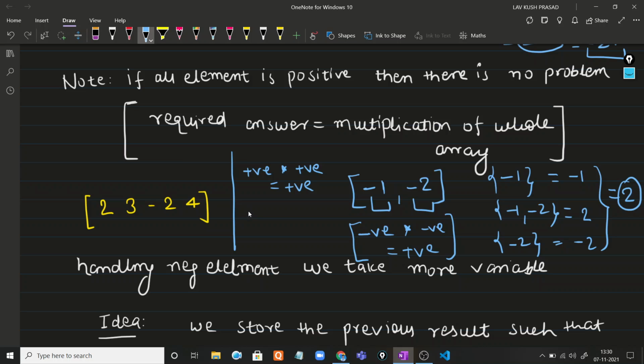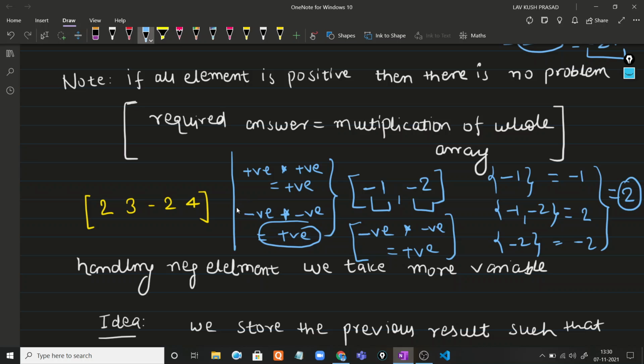And another case is what? When a negative is multiplied with a negative, it is also positive, right? So in both cases we get our answer. Knowing this, what can I do?